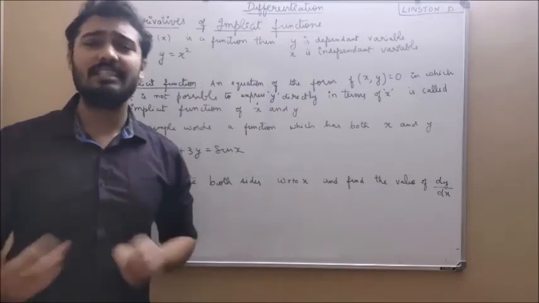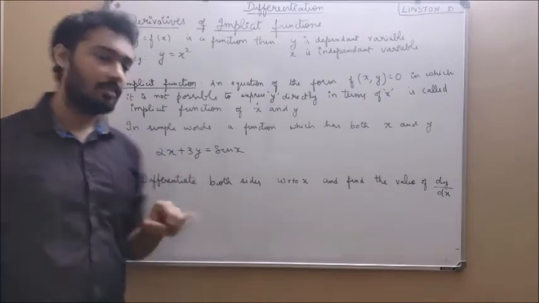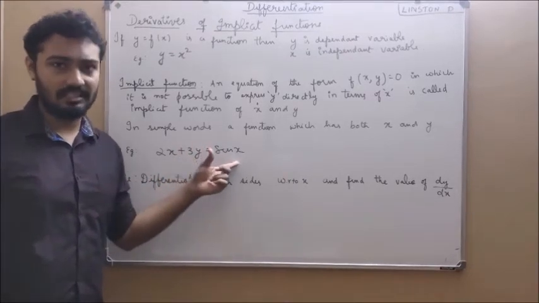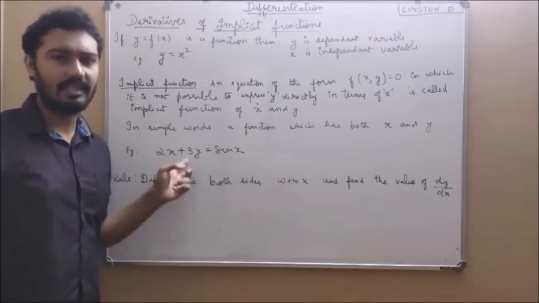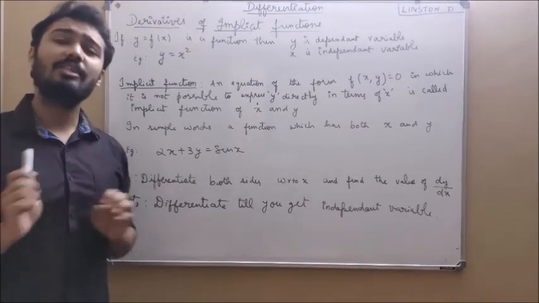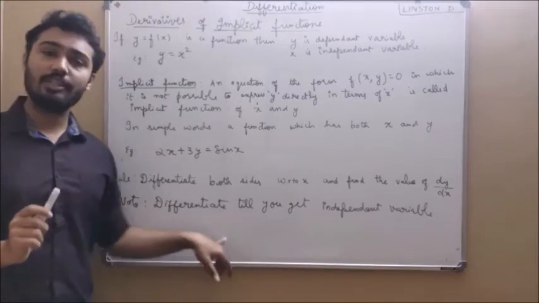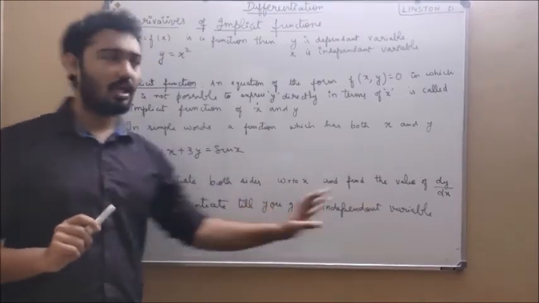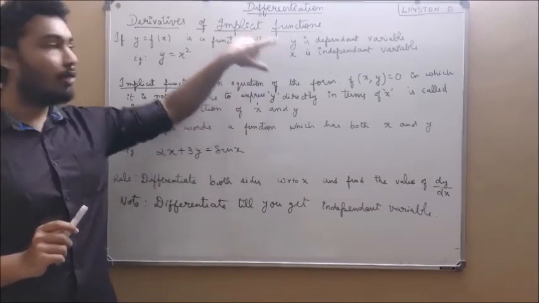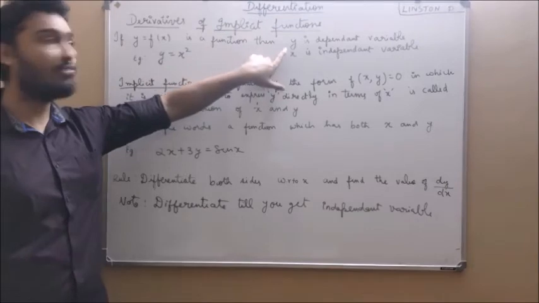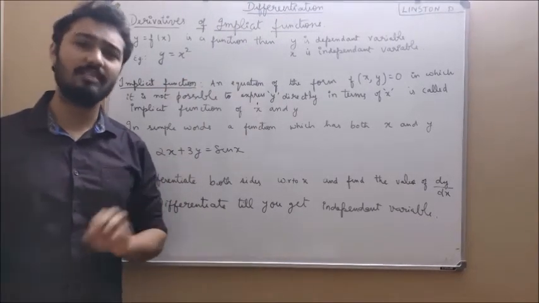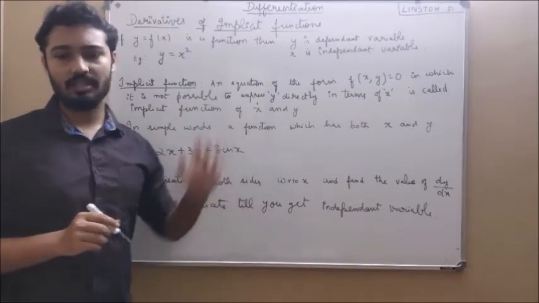Now, how to differentiate this implicit function? The rule is, we have to differentiate both the left hand side and the right hand side. Then, we can get dy by dx. A general note: differentiate till you get the independent variable. If you are differentiating and you get x and y, you have to differentiate till you get x. If y is there, you keep the differentiation as it is. So that is the basic meaning. You will understand in the sums. I hope this is clear. We will do the sums.